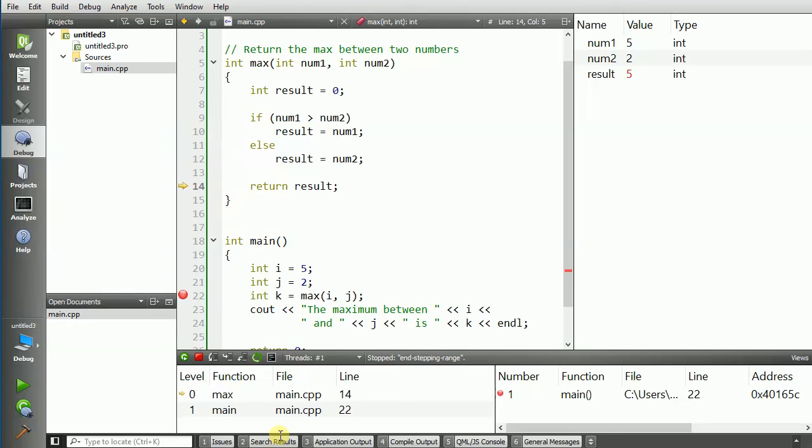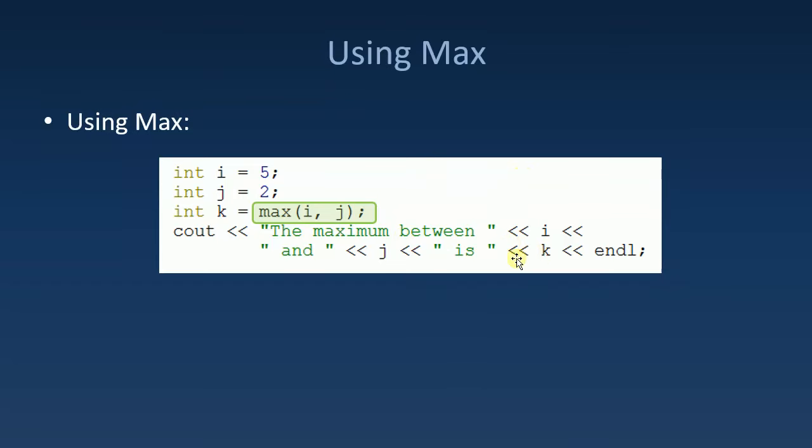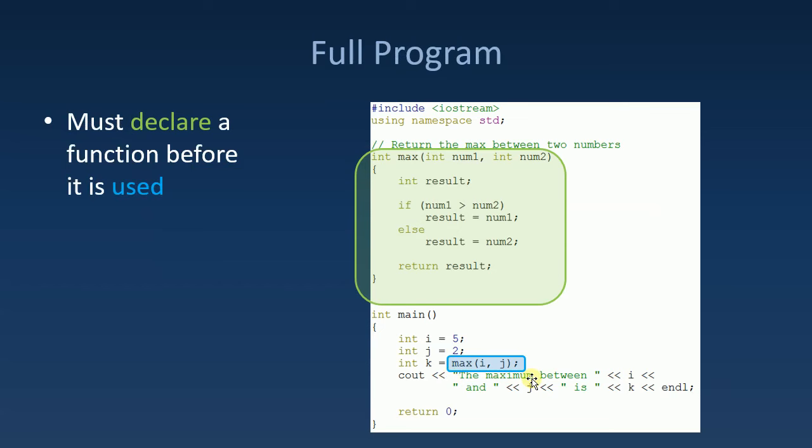Alright, going back to the theory for a second, we have to declare this function before we try and use it. Later on we'll learn ways to relax that restriction, but for now you have to tell the compiler all about the max function before you're allowed to use it. Right? When you say max here, it needs to know exactly what you're talking about.